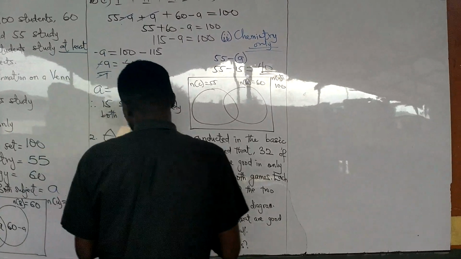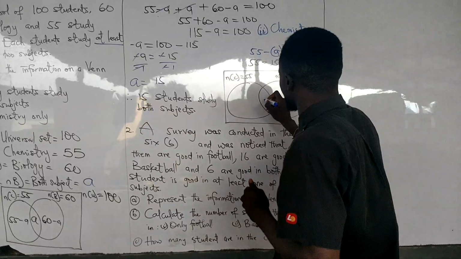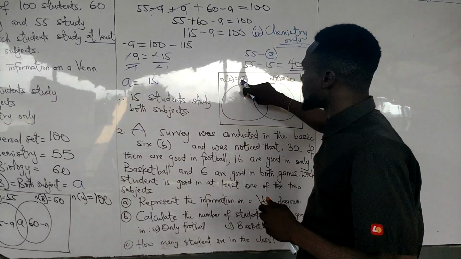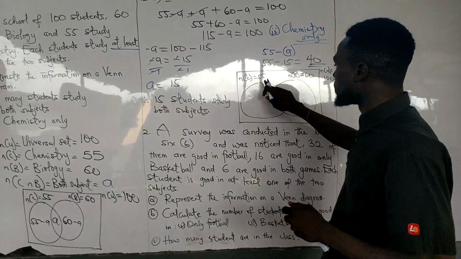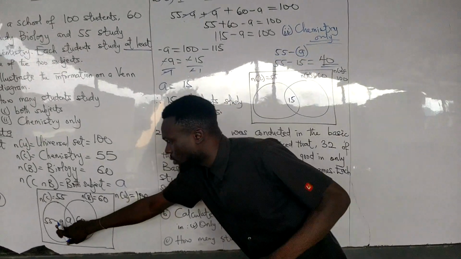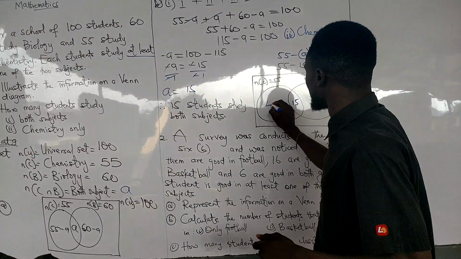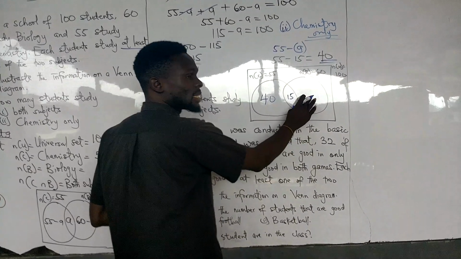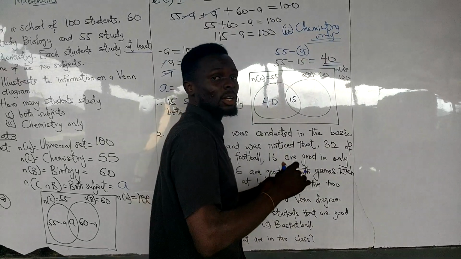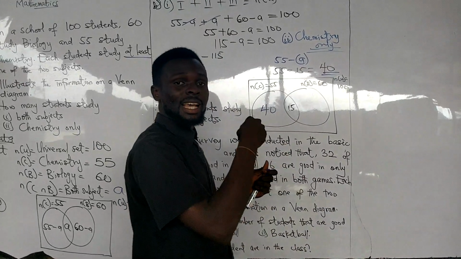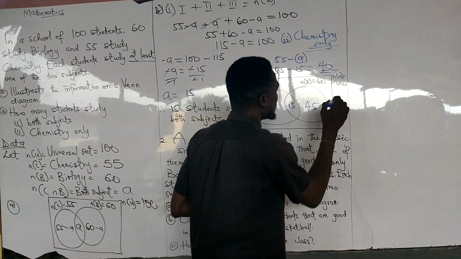Then we have here as A. The A we solved for it at 15. So you write here 15. Then here is chemistry. So you drop it inside, then you subtract 15 from 55, just as we've done here. So 55 minus A is 40. Then when you come to this side, we did it here as 60 minus A. So 60 minus A is 15. So if you take 16 away from 15, you are left with 45. So this is going to give you 45.